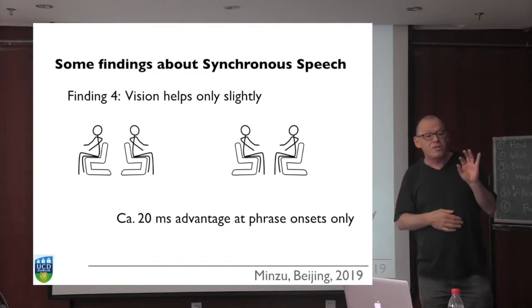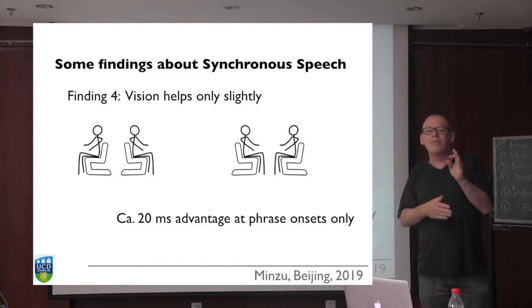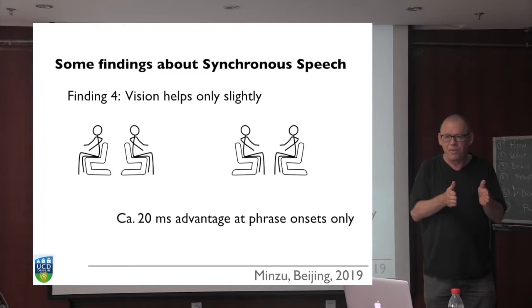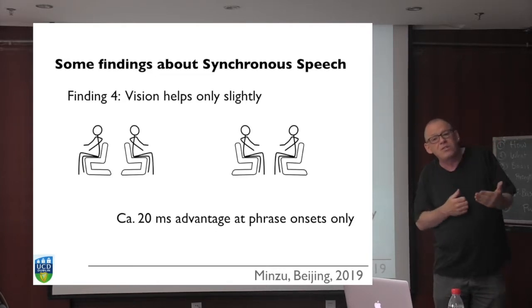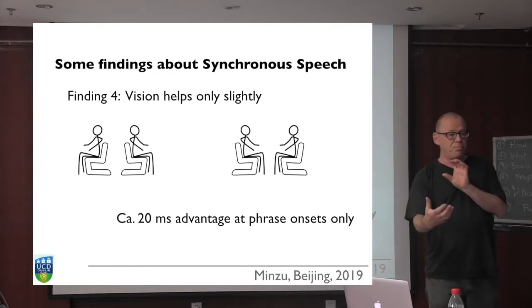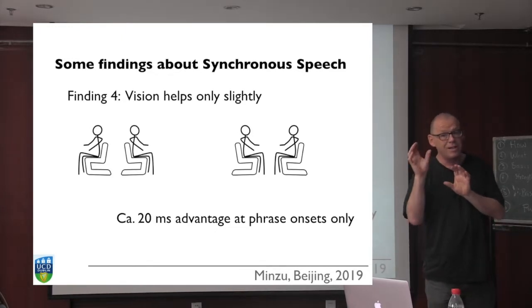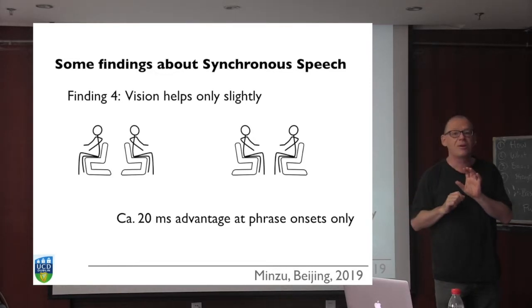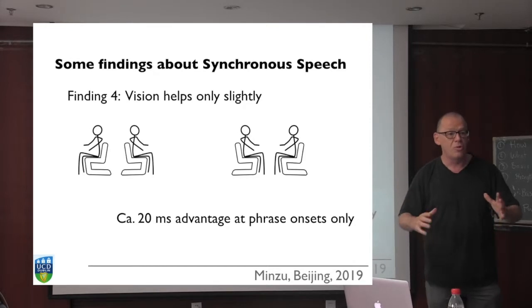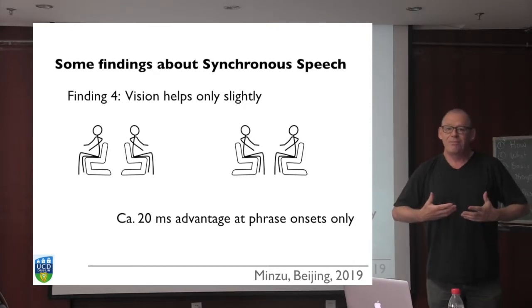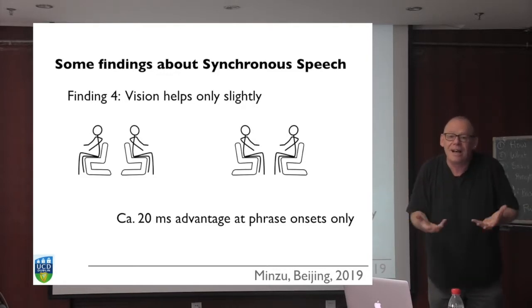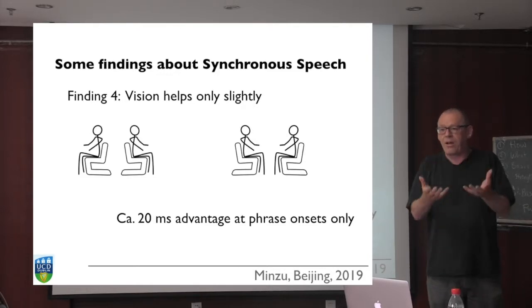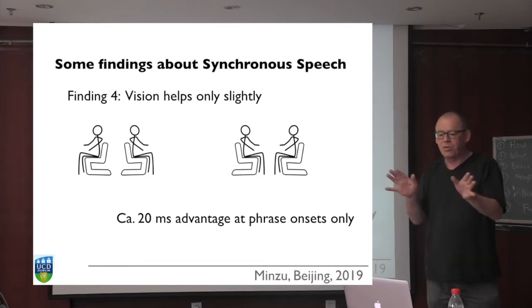Well, it makes a small difference, but only at the beginning of a phrase, after a pause. So that makes about 20 milliseconds difference. What this means is that when they're about to speak, it helps a little bit to be able to see the other person out of the corner of your eye. That probably has something to do with breathing in, because you breathe in before you speak. And so that gives a little extra information for when we kick off. But once we go, it makes no difference.